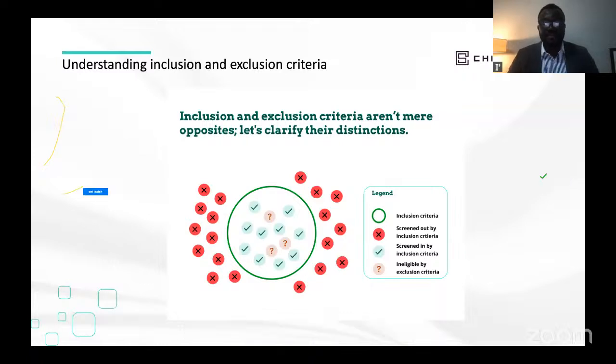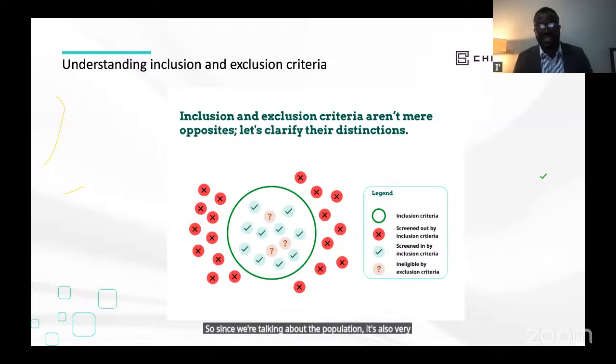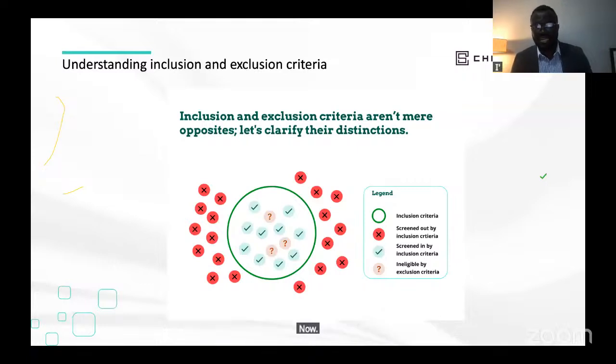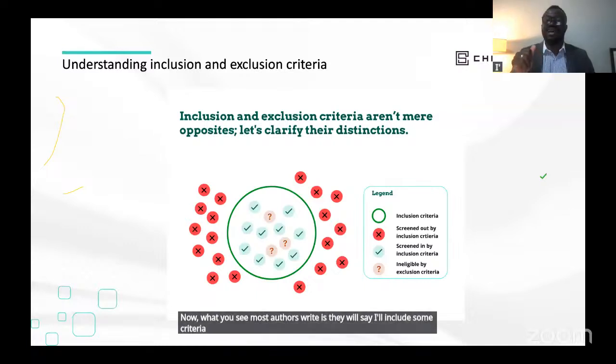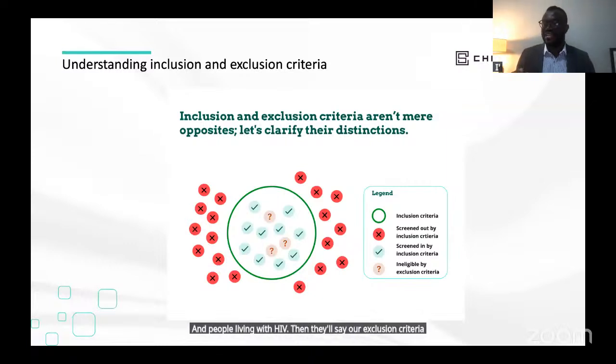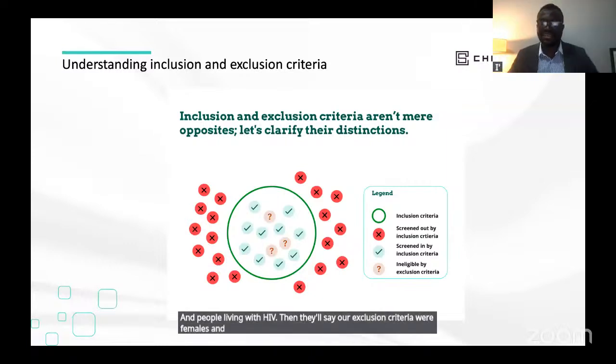Since we're talking about the population, it's also very important for us to understand the concepts of inclusion and exclusion criteria. What you see most authors write is, our inclusion criteria were males and people living with HIV. Then they'll say our exclusion criteria were females and people not living with HIV.